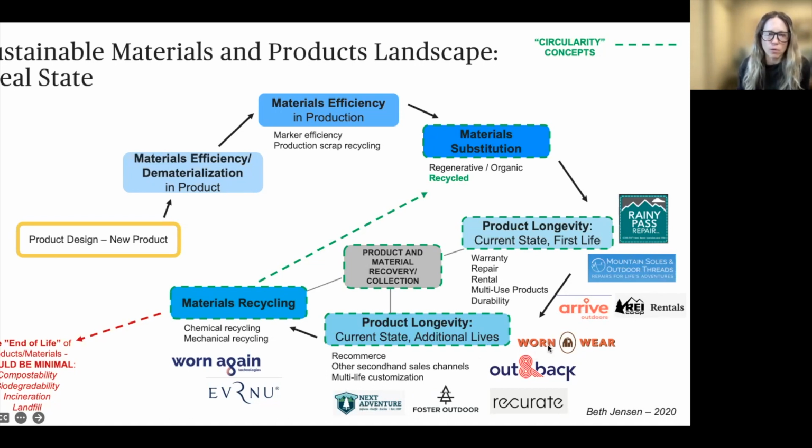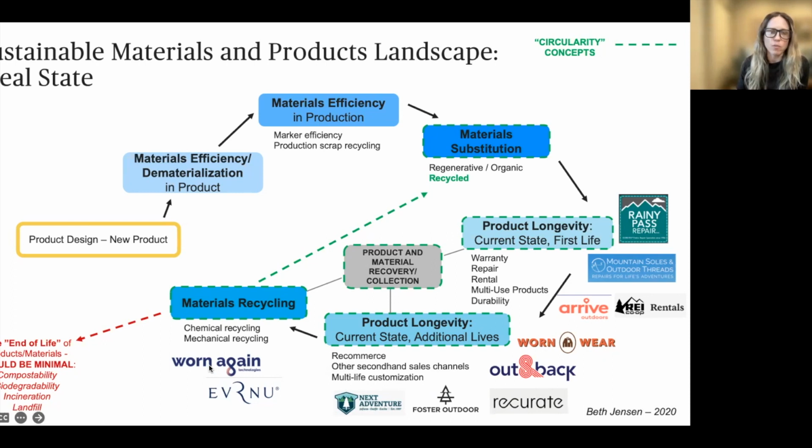Of course, we all know programs like Worn Wear, Out and Back, you'll hear more about from Baruch. And then another player in that space is Recurate. So they're basically all using different models to recapture products and resell them again, giving them a second life or additional lives for consumers. And then there are also other secondhand sales channels like these outdoor gear swap locations. There's a great one in Boulder that I use all the time called Boulder Sports Recycler, which is amazing as well. And then tons of different materials recycling innovators out there.